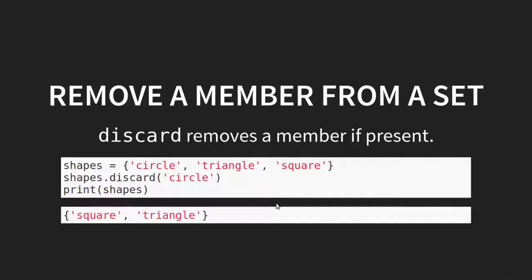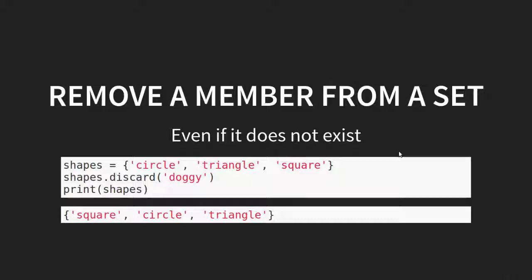Remove a member from a set. Discard removes a member if it's present. So here we've got our same set we've been dealing with, and we're going to say we want to discard the circle, and we're going to print that set again, and you can see it just says square, triangle. It's thrown away the circle.